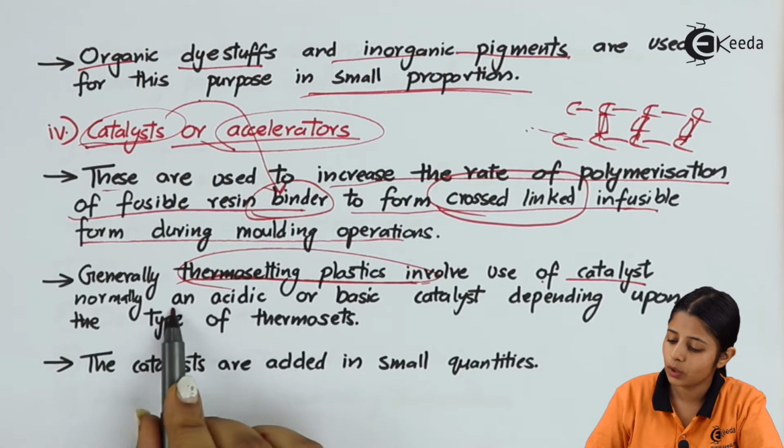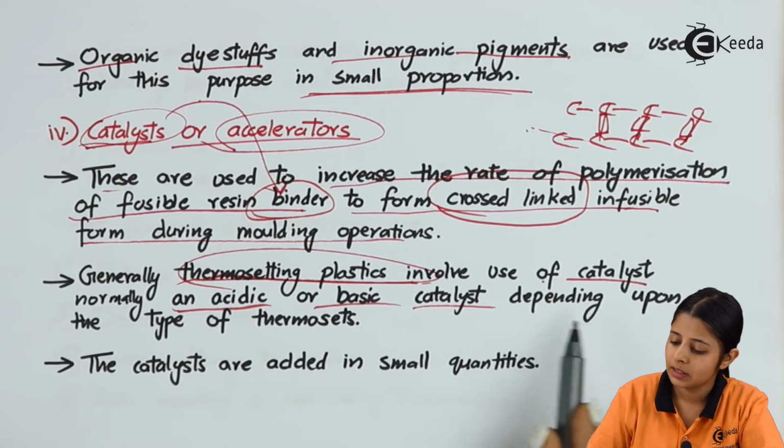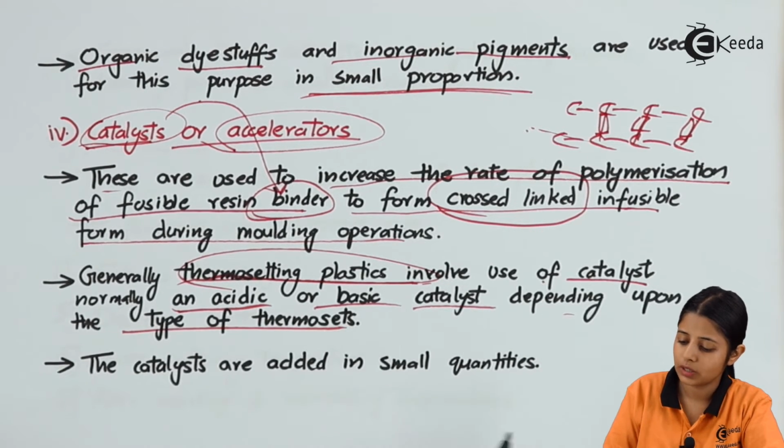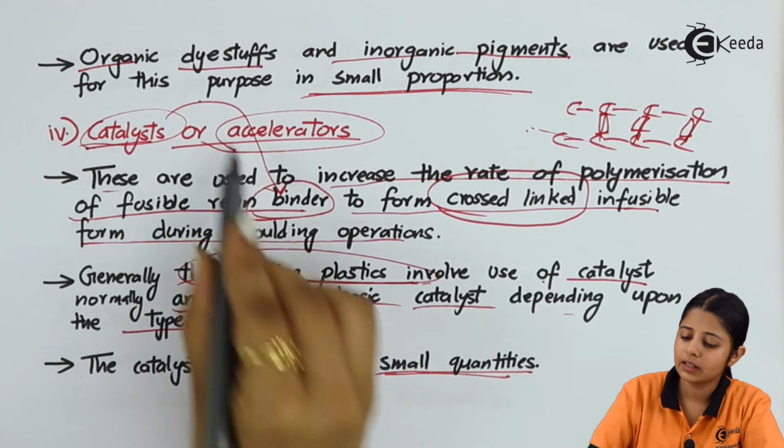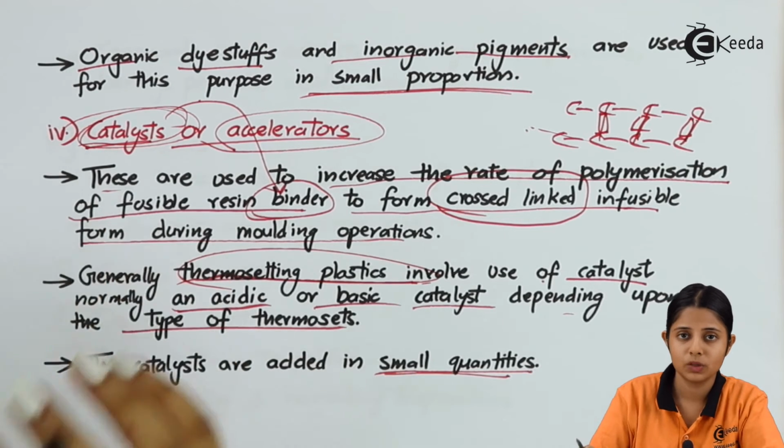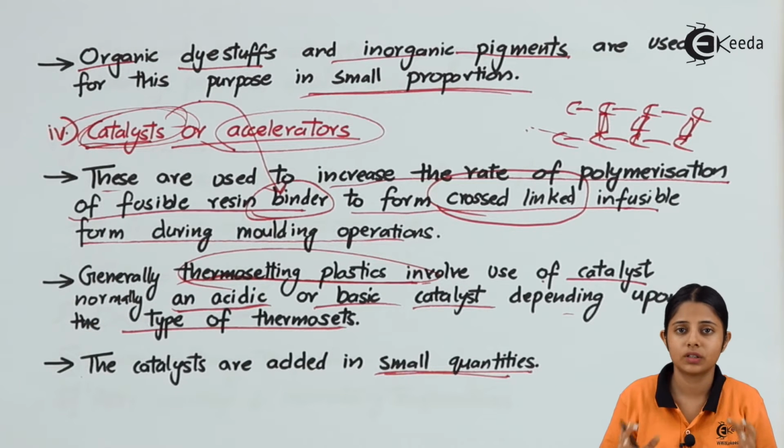We normally use an acidic or basic catalyst depending upon the type of the thermoset. The catalysts are added in small quantities. Again, the catalysts which we need are in extremely small quantities. We do not need large quantities of catalysts because these catalysts, even in small quantities, will help the binders to bind into the plastic very easily.